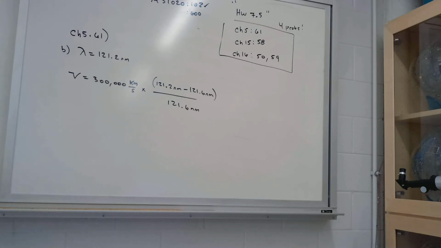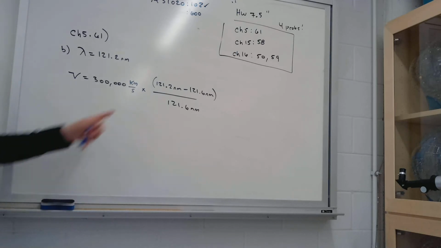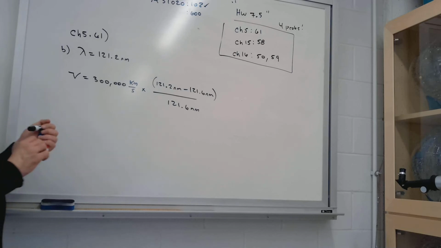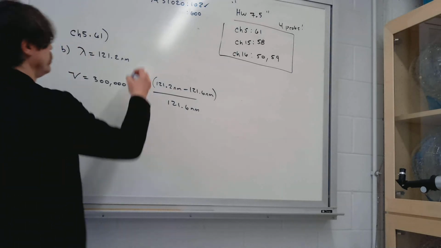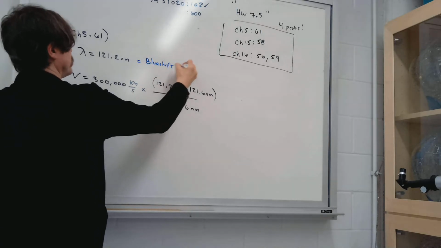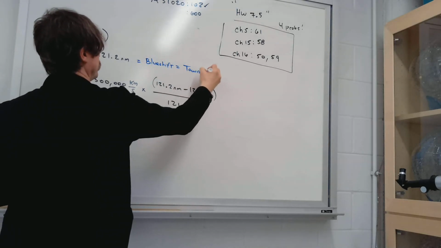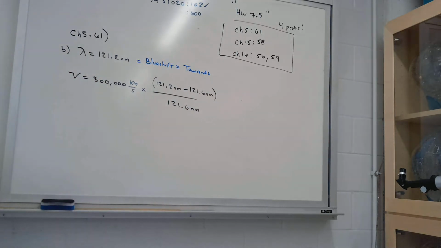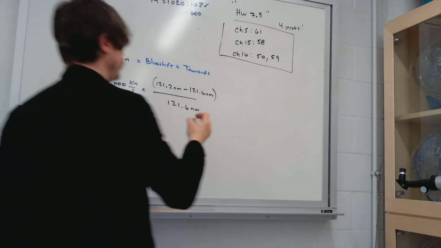Class, is this a blue shift or a red shift? Also a blue shift because it's a shorter wavelength. So this is a blue shift, and that means the motion is towards the observer. All right, can you guys punch this in without troubles? Okay, we could go with that, I guess.